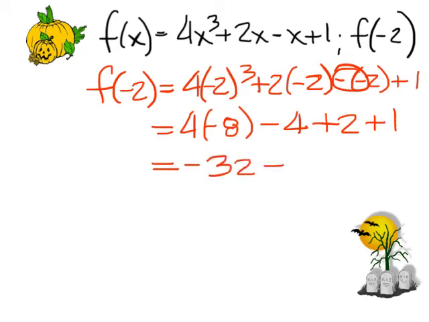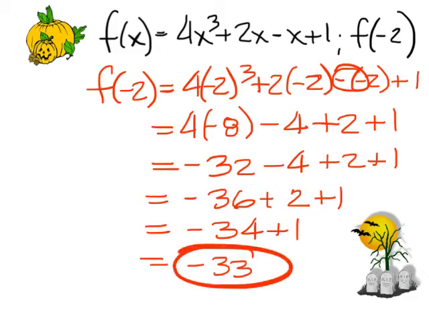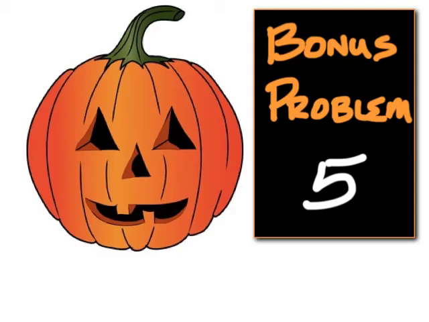4 times negative 8 is negative 32. We will take away 4 from that to get negative 36. And then add 2 to get negative 34. And add 1 to get negative 33.